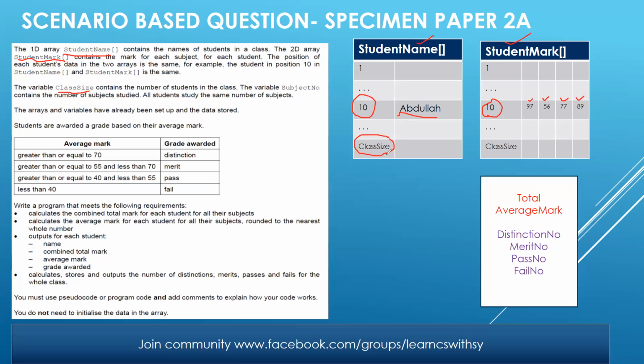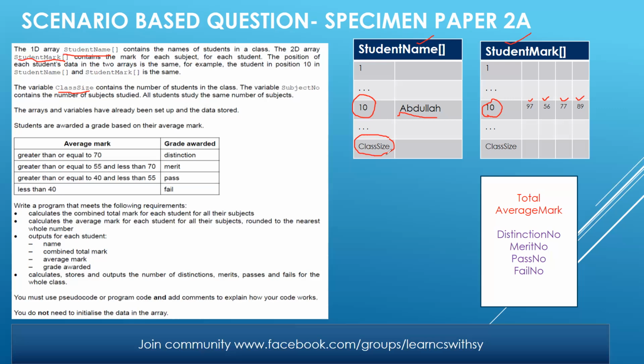So just to make your program more user-friendly, what they have done is they have taken a variable by the name class size, and it contains the number of students in the class. Any questions till now? We are clear about the use of two arrays. The first one is student name, that is a 1D array, and the student mark, another array, that is a 2D array that contains the marks obtained by each student in each subject. Okay?